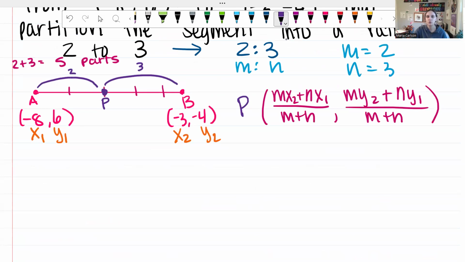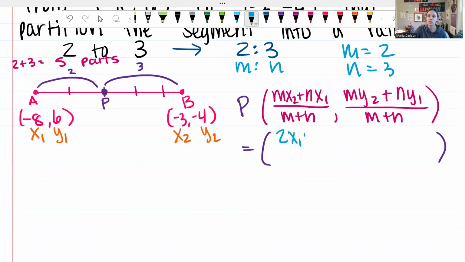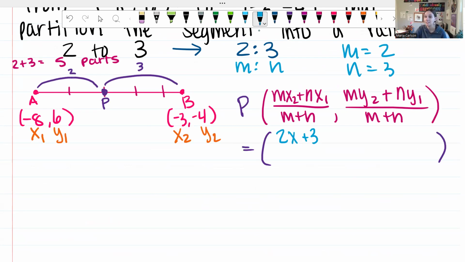I always like to rewrite this formula and substitute in the m and n values first. So m is 2, so I have 2 times x1 plus our n is 3. Oh, I always do this. I want to put x1 first, and in the section formula, that's not the case. You multiply m times the second value, so it'd be 2 times x2 plus n, which is 3 times x1, divided by m plus n. And then m is 2 times y2 plus 3 times y1, divided by m plus n, or 2 plus 3.